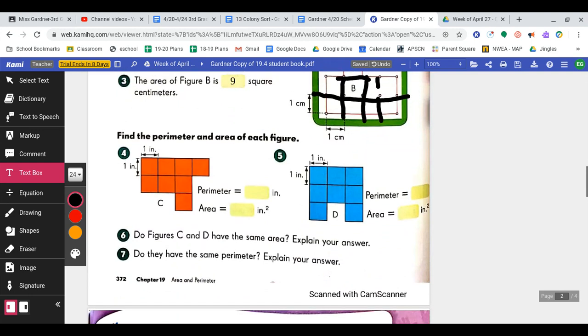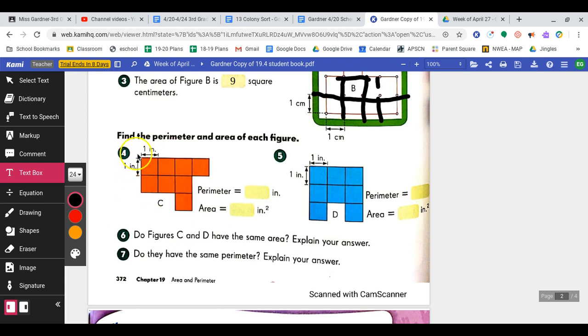Okay, let's find the area and perimeter of each of these figures. Remember, for area, we're looking at square centimeters or inches, and then for perimeter, it's just the distance around. Okay, so for the perimeter, let's count up how many inches around is figure C.